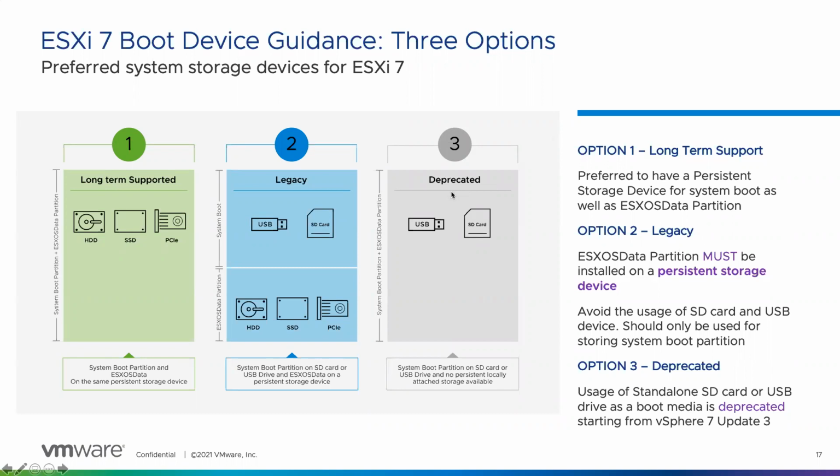So this is the option that has specifically been deprecated, which means that you need to add a locally attached storage to your ESXi host before you install or upgrade it. Once again, let me repeat, the deprecation means that your ESXi host will continue to run. You will still be able to install or upgrade the ESXi host if it has the standalone USB drive or SD card in vSphere 7. But in future, this configuration will not be supported.